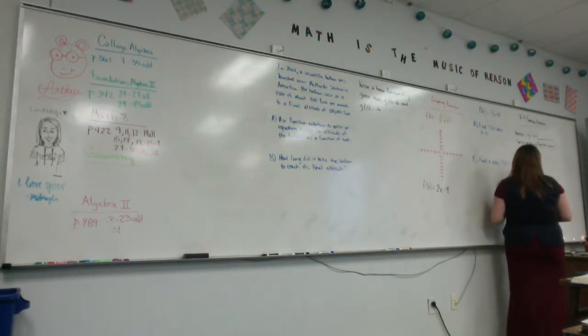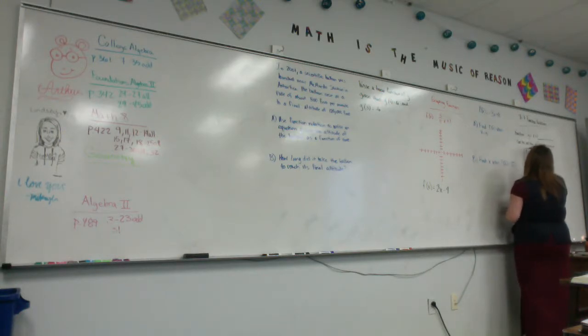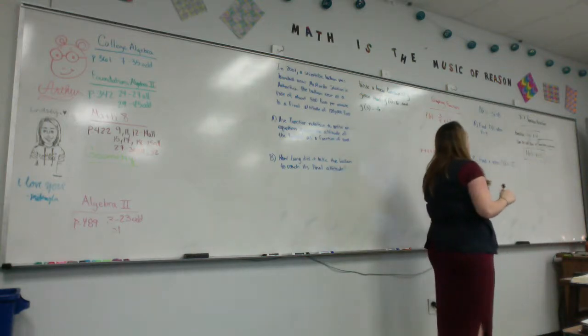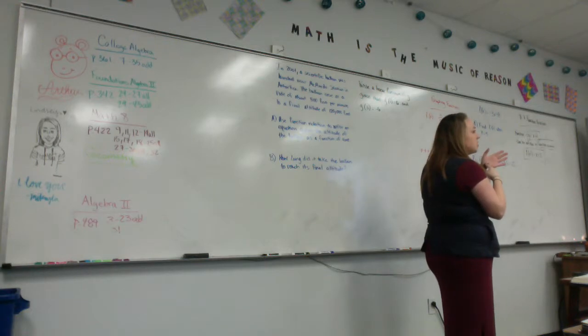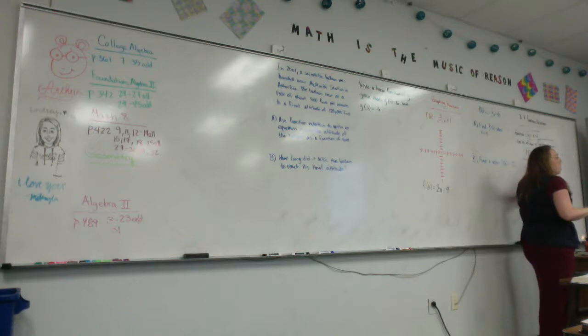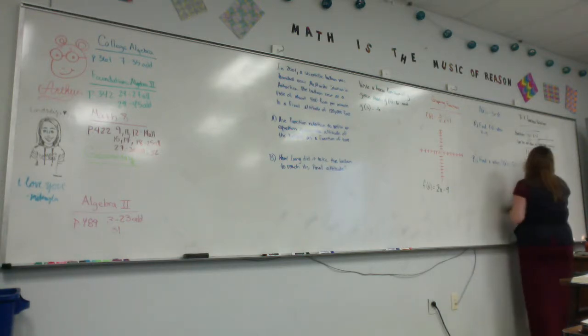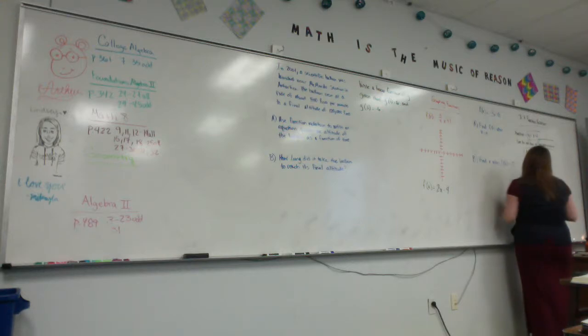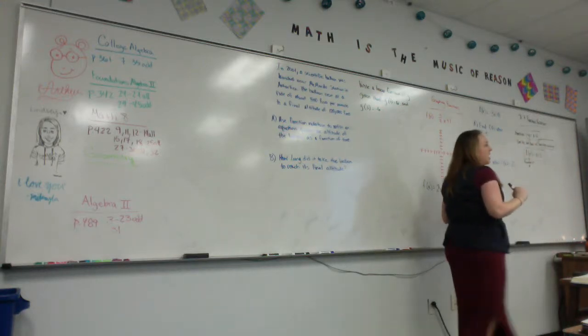When you see function notation, what is different between this equation and this equation? There's no y. What takes the place of the y is that f of x. That's how you say this, f of x. This stands for the function of x equals x plus 2, okay? Function of x. It's just an example. So this is the function of x.